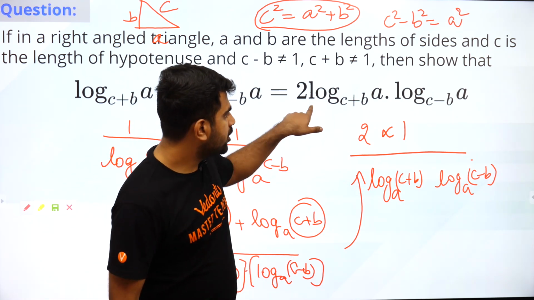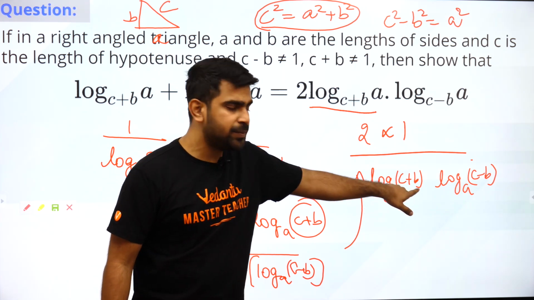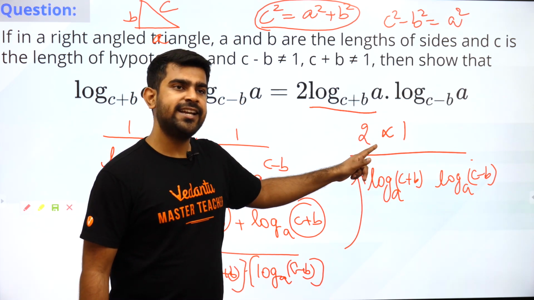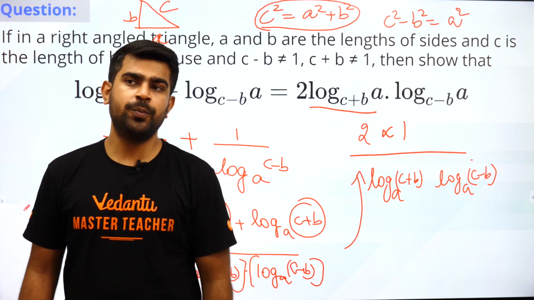Why it's done? Because what do we have here? Log A to the base C plus B, right? What do I have here? Log C plus B base A in the reciprocal. So if I want to convert it, I take the reciprocal, then you will get the relation over here, and that is how you prove it.